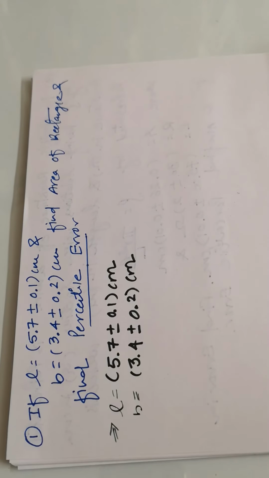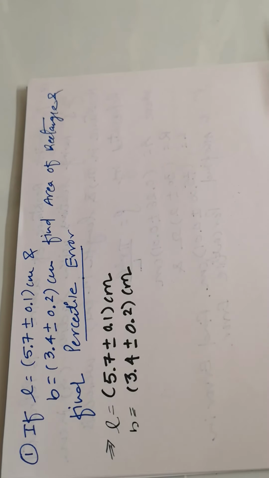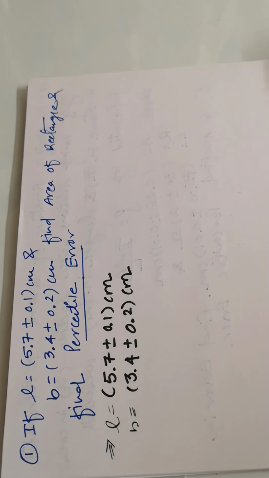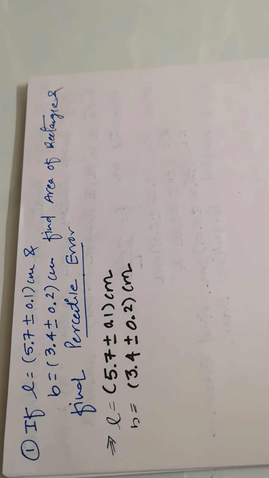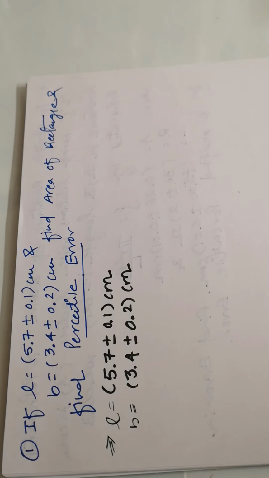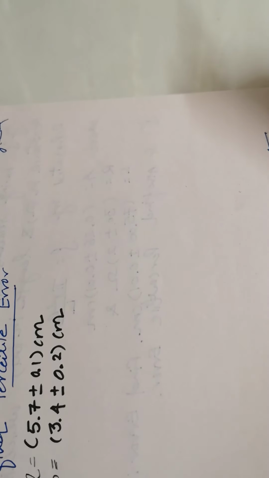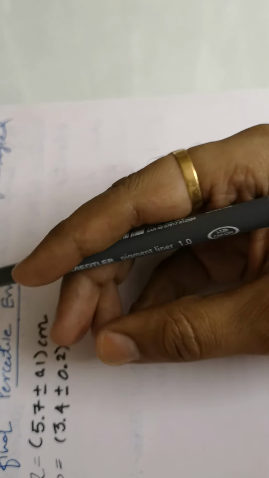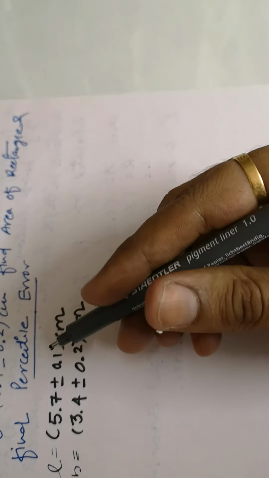Hello students, in a previous clip we have discussed addition, subtraction, multiplication, division and power rule for errors. Now we will discuss their explanation with some examples. Let's say we have a length of 5.7 plus or minus 0.1 centimeter and a breadth equal to 3.4 plus or minus 0.2 centimeters.